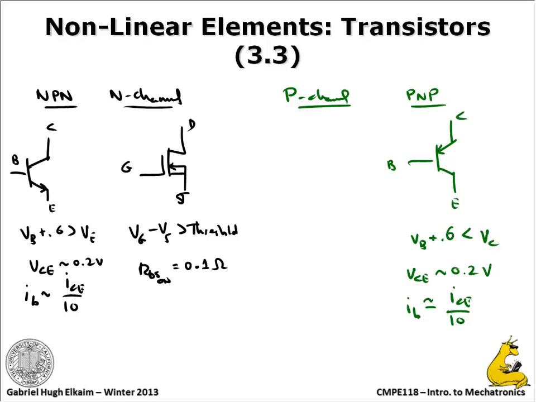And then the P-channel FET, so this has the one going out this way. Again, the gate, and here we put the source up on top and the drain below. And for this one, I want V source minus V gate to be greater than the threshold. So the idea here is I have to drop the gate below the source to turn it on. And then, again, RDS on is going to be approximately 0.3 ohms.